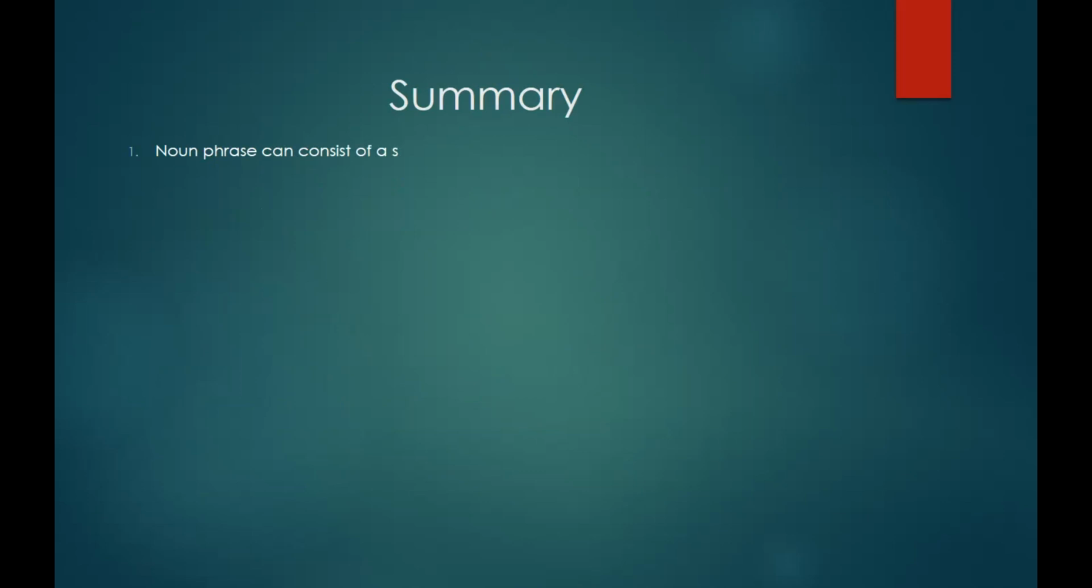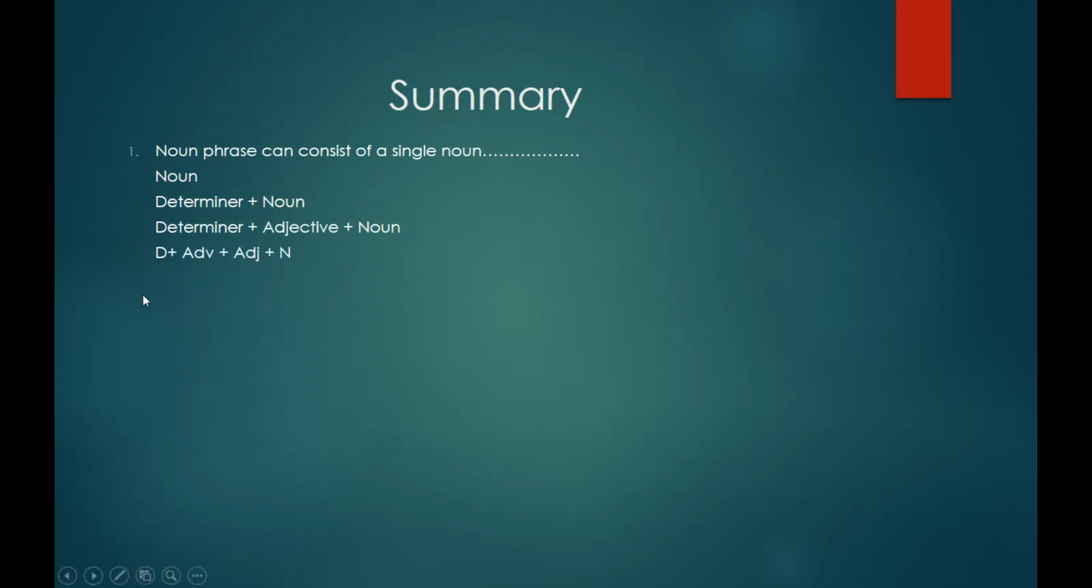So let us summarize what we have learned in this lesson. Noun phrase can consist of a single noun. It can be preceded by a determiner, that is, just before the noun you can have a determiner. And in between determiner and noun you can have an adjective or as many adjectives as you need. And before an adjective you can have an adverb to modify the adjective. And before each adjective you can have any necessary number of adverbs.